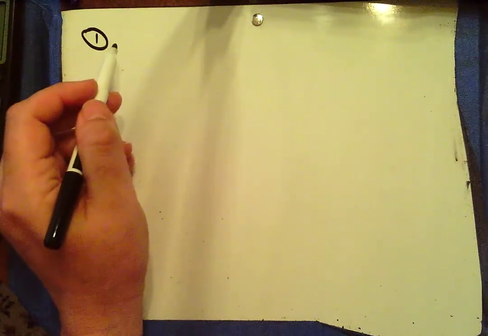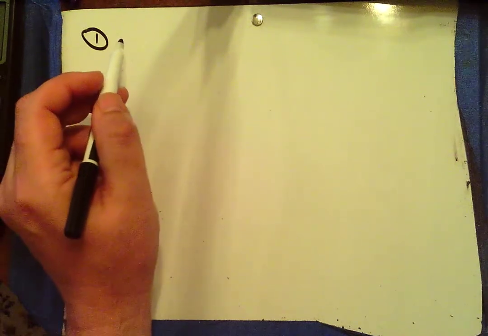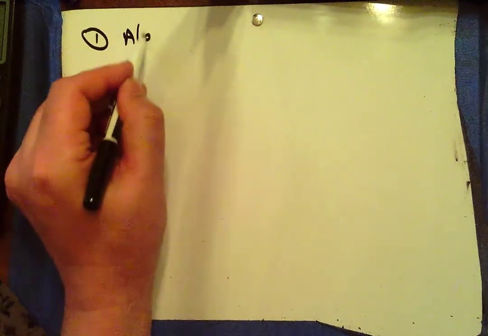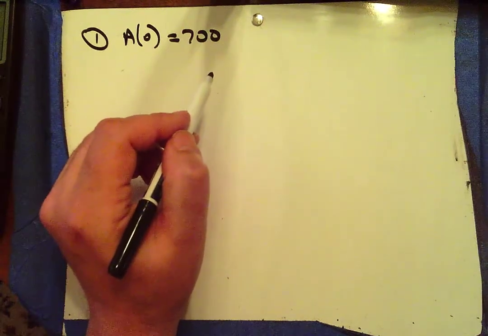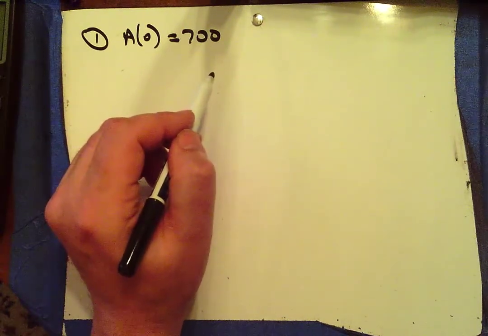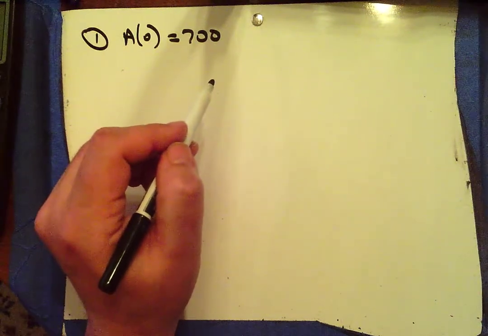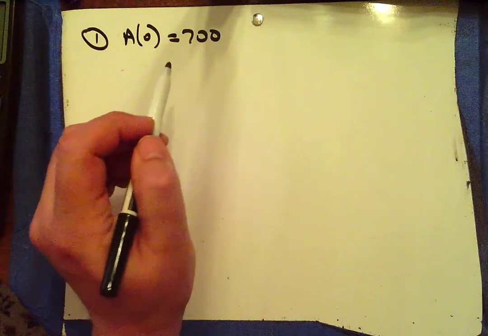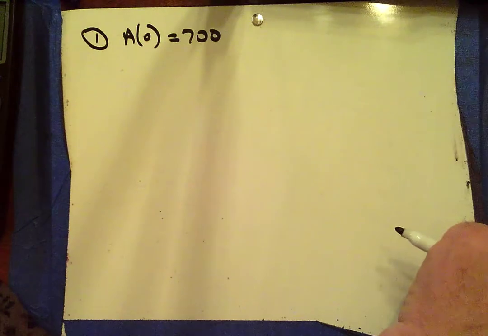Okay, problem number one says there's 700 people in line at the amusement park when things begin. So the amount at 0 is 700. Once it opens, it accepts passengers until the park closes 8 hours later. I hope there's nobody in the park 8 hours later when it closes.